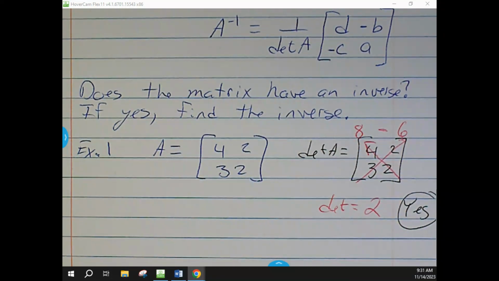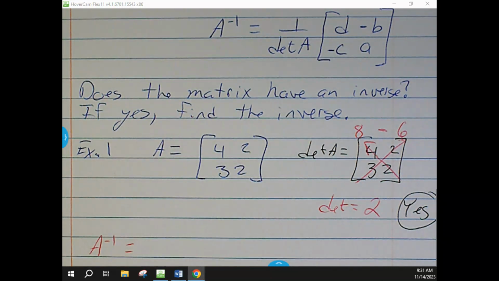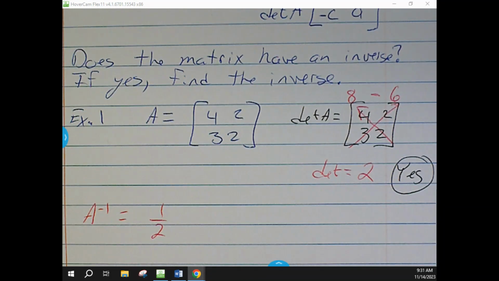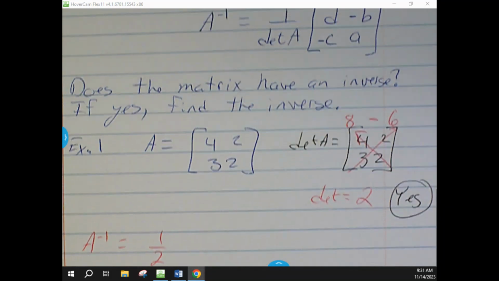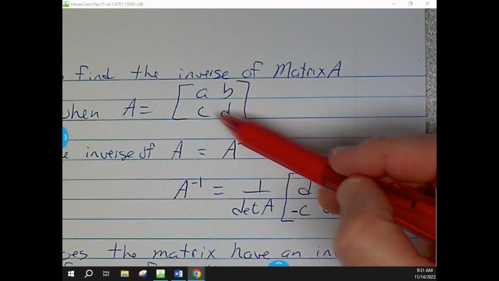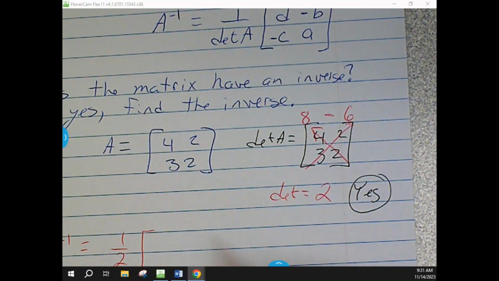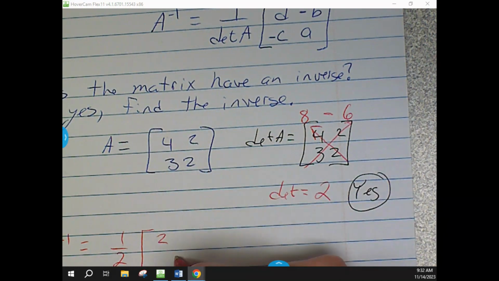Okay, and then to find the inverse of the matrix here, we're going to have to take 1 over this determinant, which in this case was 2. So it's going to be 1/2. And then, again, these two numbers, what we had that was A and D, we're going to switch these two numbers. So we're just going to switch locations. So what was 4, 2 is now going to be 2, 4.